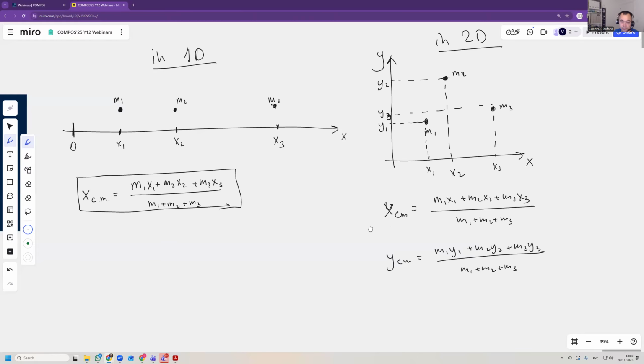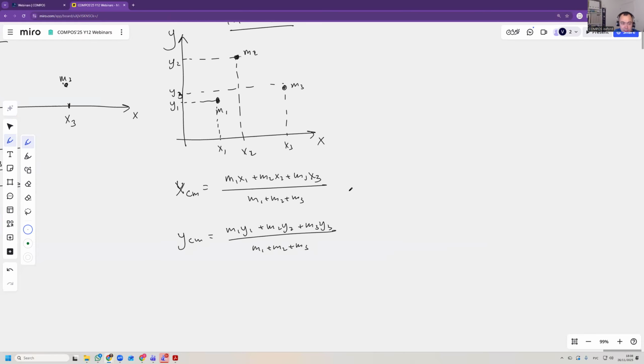These two formulas can be combined to find the position vector, so the vector R center of mass is M1 R1 plus M2 R2 plus M3 R3 divided by M1 plus M2 plus M3.